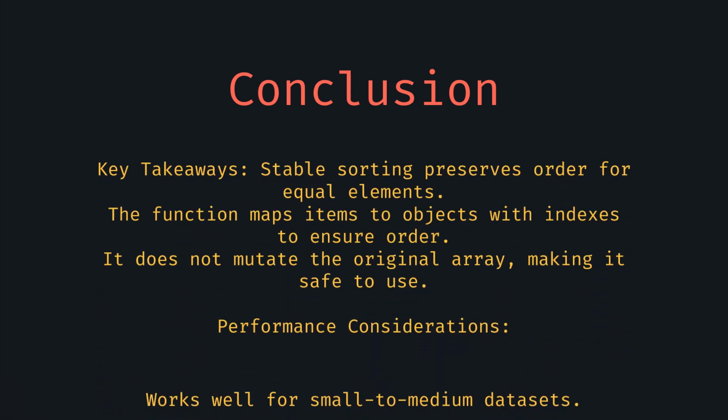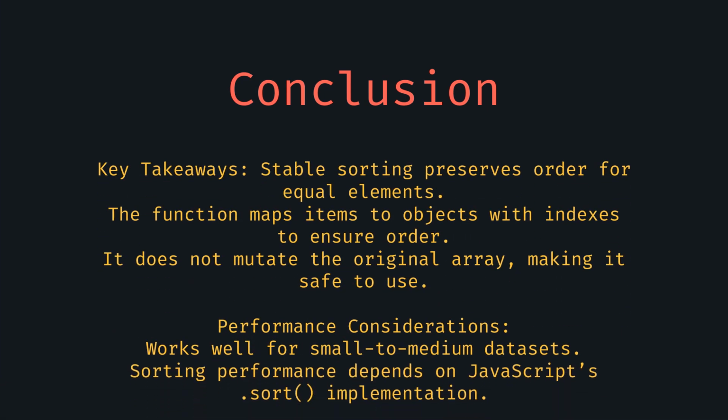In summary, stable sorting is a useful technique that maintains order for equal elements. By mapping values to objects with indexes, we ensure stability without mutating the original array. This approach is efficient for many practical use cases, especially when working with structured data.